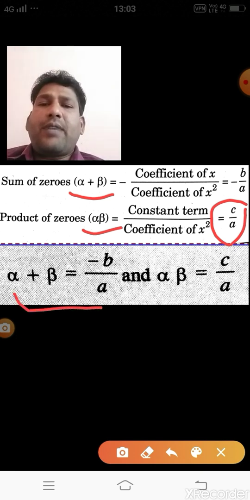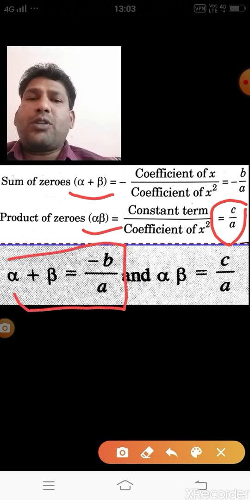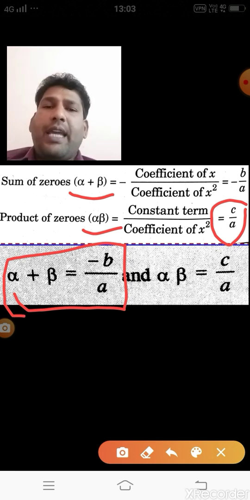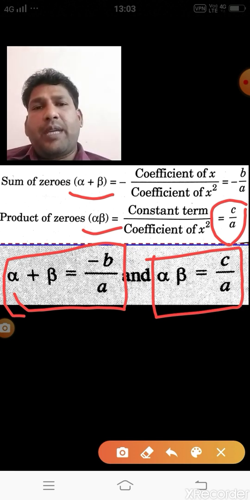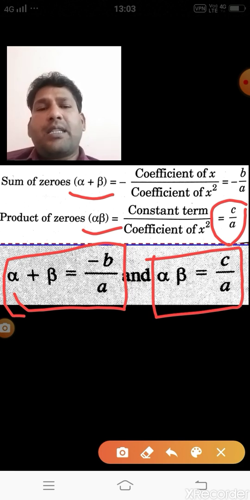So the relation is: alpha plus beta, the sum of zeros, is minus b upon a, and alpha into beta is c upon a, where a, b, c have their own meaning, if the quadratic polynomial you are taking is ax square plus bx plus c.